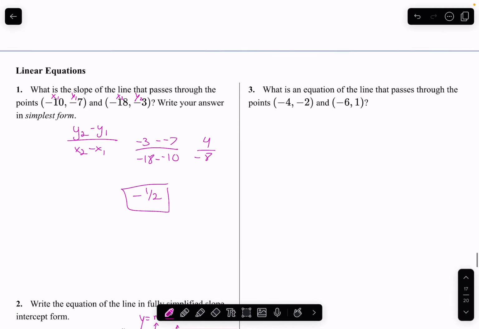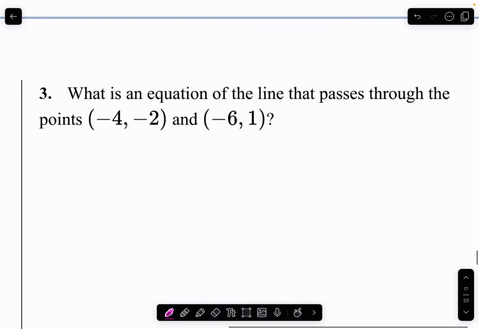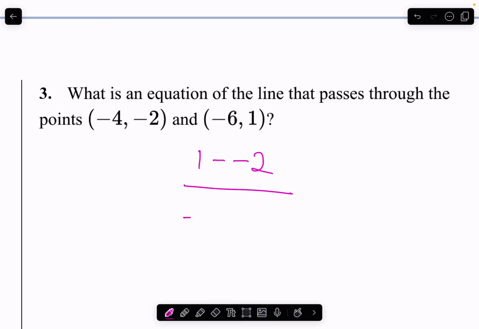Alrighty. Now, this next one is asking, what is the equation of the line that passes through these points? So this is a little bit more challenging. First, we got to go ahead and calculate our slope. All right. So we'll do 1 minus negative 2 all over negative 6 minus negative 4. We get 3 over negative 2. So that's our m value, our slope.